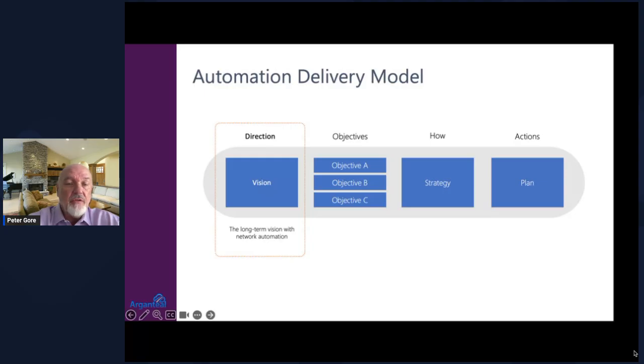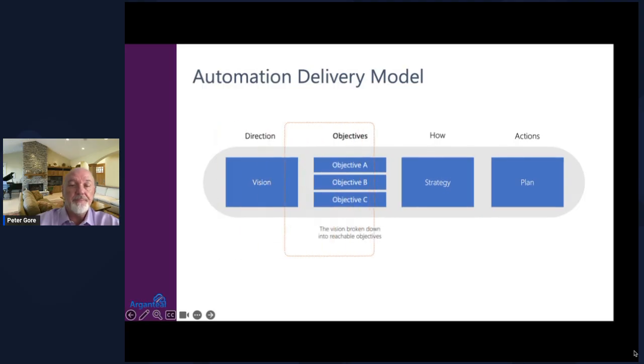So creating a vision, right? What is your vision around automation? Is it just your network? Is it full stack? Is it security? Is it just for operations? And so creating that vision, documenting that vision, so as an organization everybody's on track, everybody's in line with that vision and able to drive towards it.